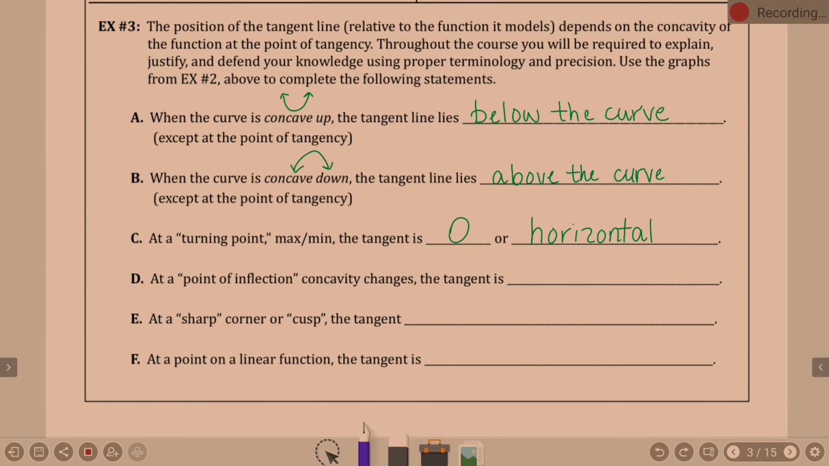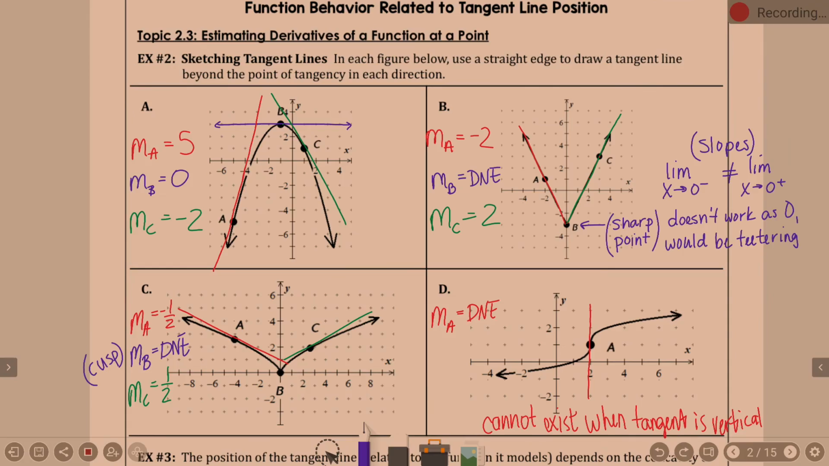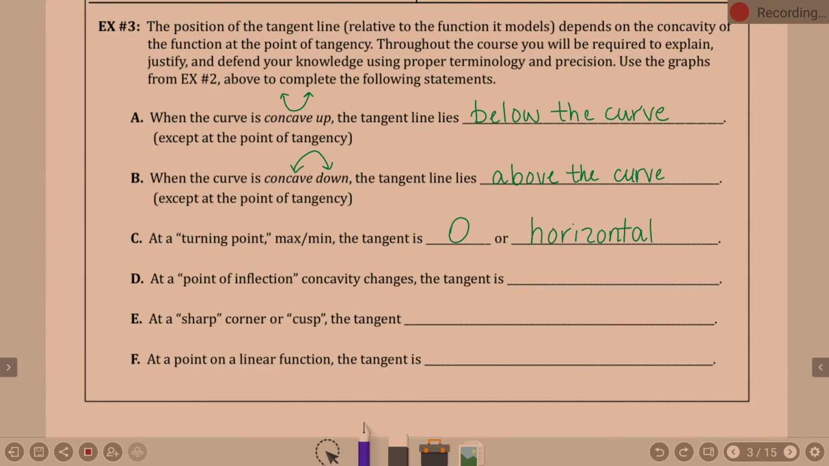And why do you say that? Because it's going to be a vertical tangent. Example D. We have concave up, and then we have concave down. Point A is an inflection point. And at that, it is vertical. So what do I have here? Undefined. I have vertical in this blank. Okay. We need a word bank. I know, sorry.